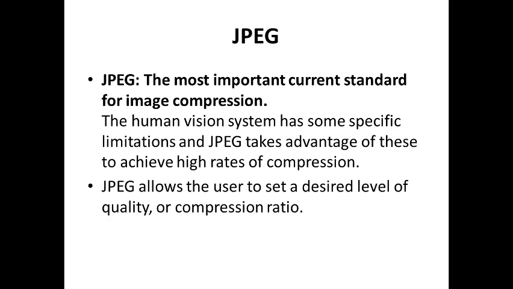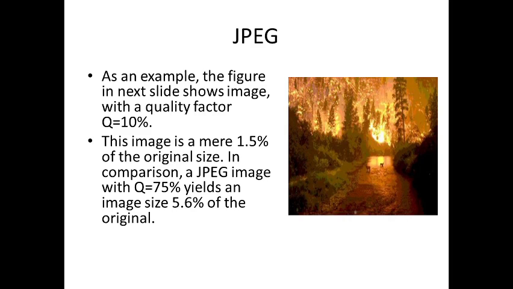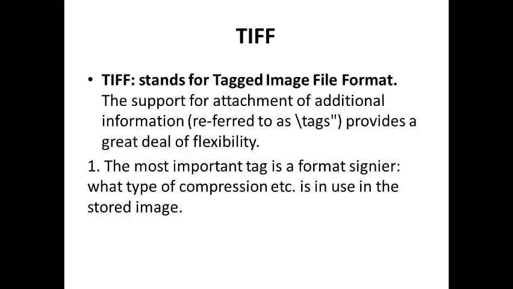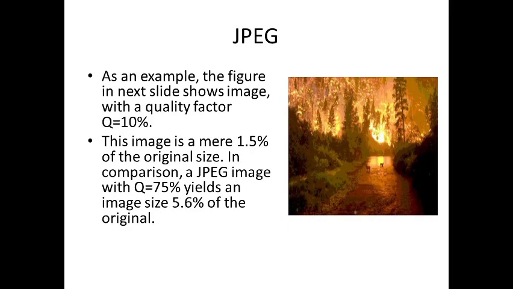Now the next point says JPEG allows the user to set a desired level of quality or compression ratio. As an example, the figure in the next slide shows the image with a quality factor of 10. The image is 1.5 of the original size in the compression. A JPEG image with quality 75% yields an image size of 5.6 of the original. This is the image which is shown here.